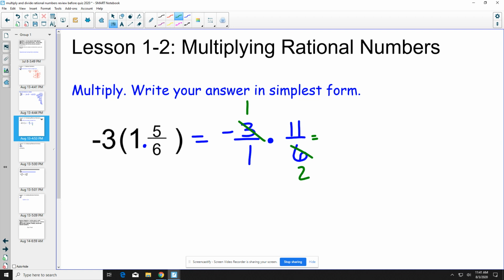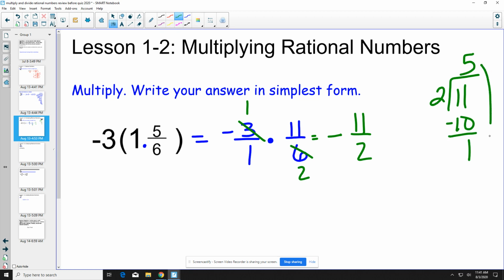Remember, when I multiply a negative times a positive, I get a -11 over 2. But that's improper, so I got to take 11 and divide by 2. 5 times 2 is 10. Subtract and get 1. If I go in a circle, that would be -5.5.